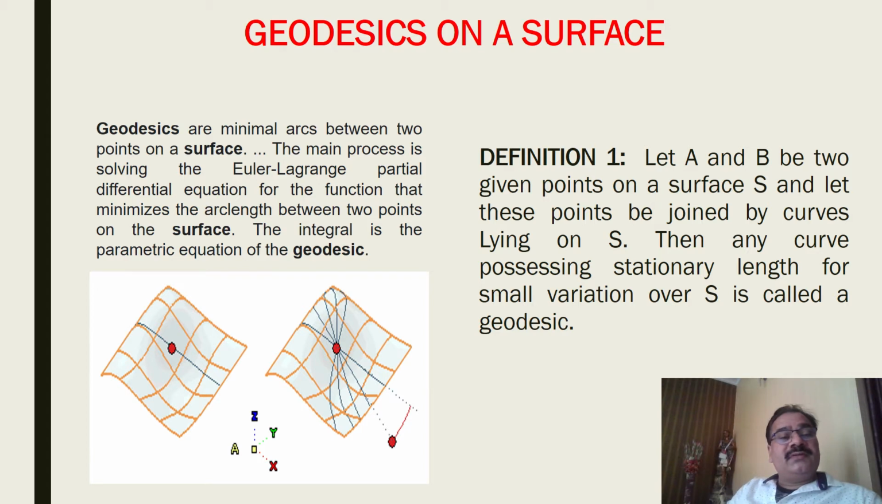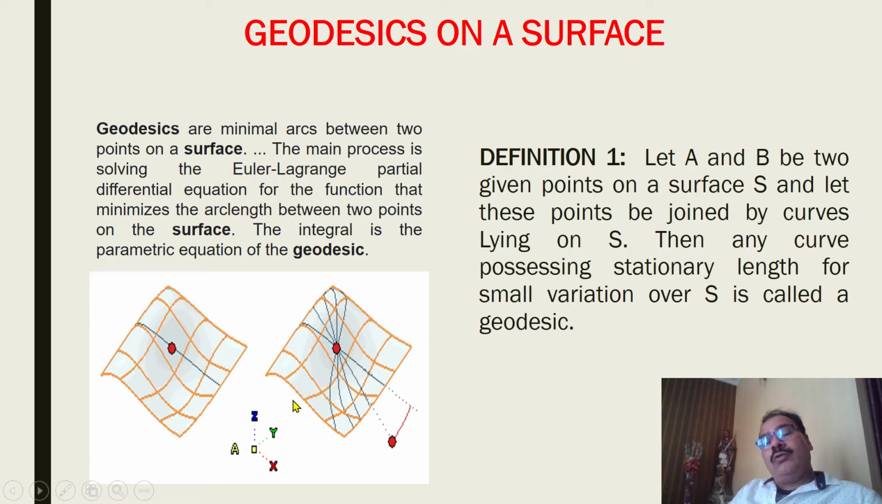The main process is solving the Euler-Lagrange partial differential equation for the function that minimizes the arc length between 2 points on the surface. The integral is the parametric equation of the geodesic. Geodesic means arcual length, minimum length. Already here is the example, a minimal length, and how you can join the points. It is shown in the picture.